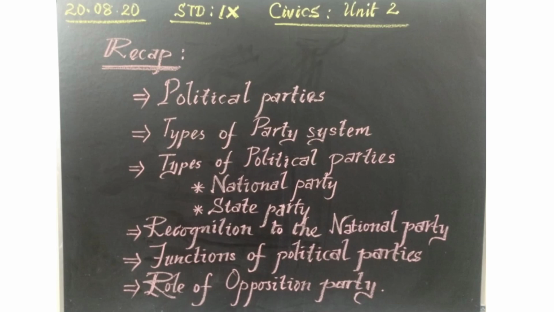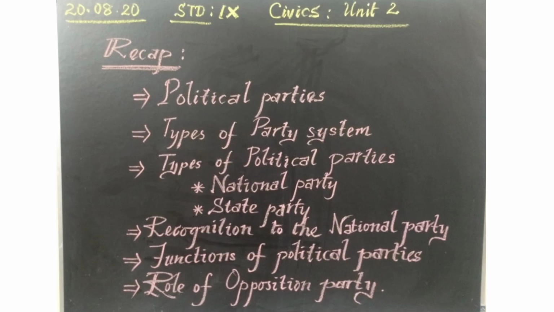This class we are going to see the continuation of Civics Unit 2. Let us recall what we have learnt in the previous class. In the first class we learned about election, the election process and how election is conducted in the present day. And in the next class we learned about the political parties. Political parties are an essential part of democracy and they are the link between the government and the people, we learned.